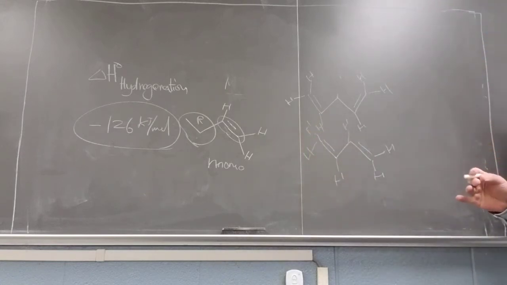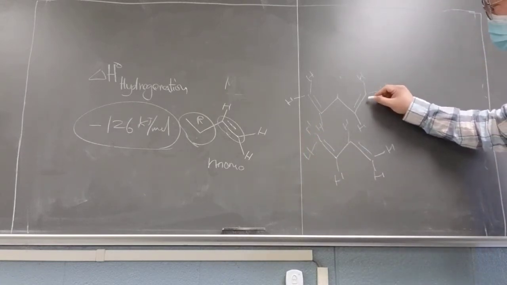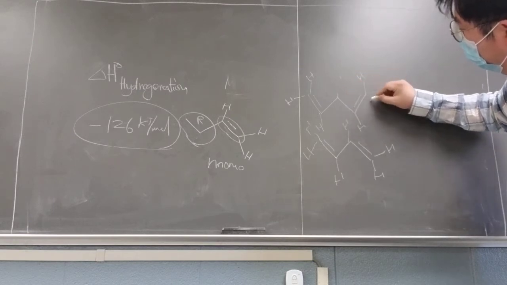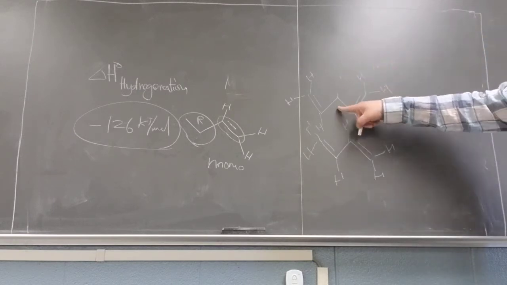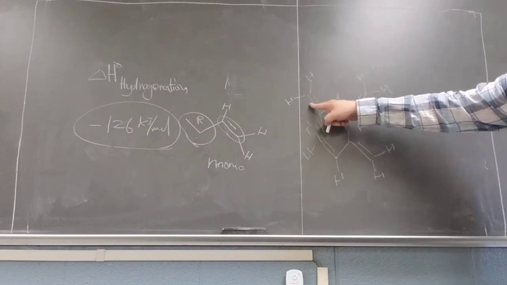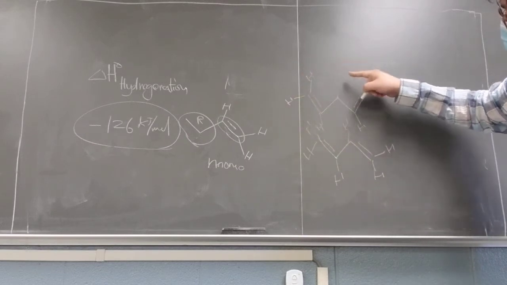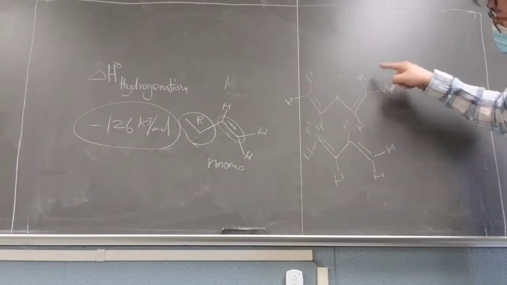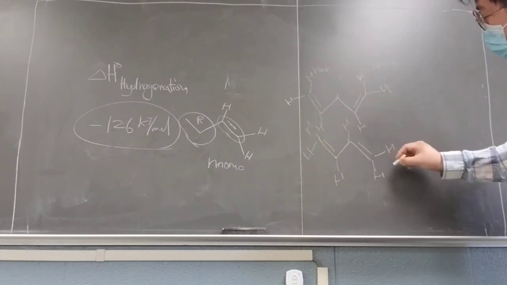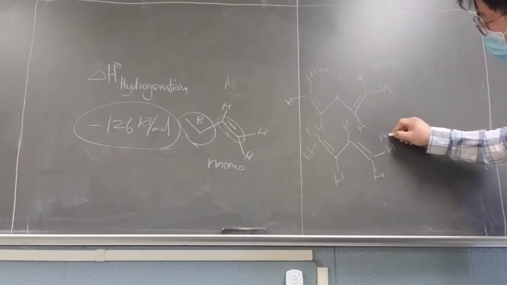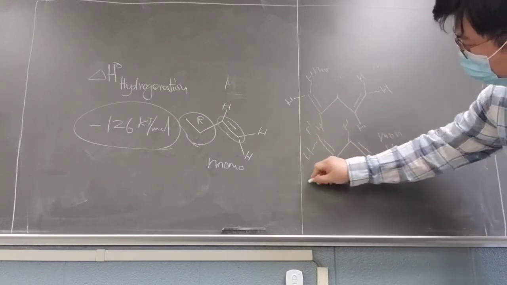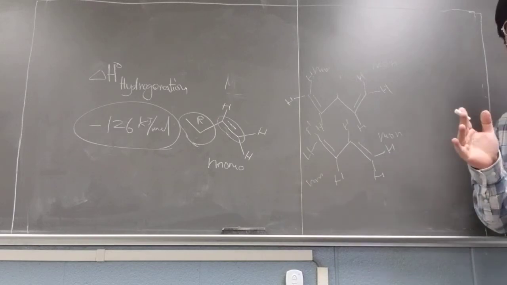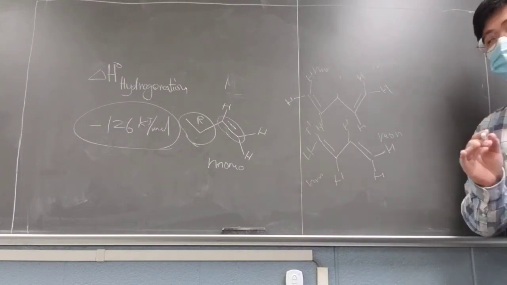So if you look at this one too, this is also a mono substituted here, right? There's three hydrogens, only one R group here. And this double bond has three hydrogens and one R group. This is also mono substituted. And this is also the same mono substituted, because it's only one R group, three hydrogens, one R group. So it's mono substituted.